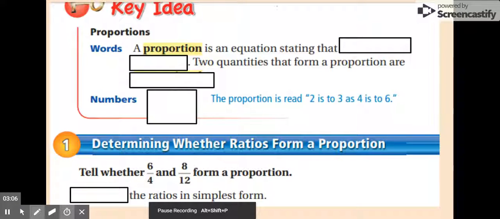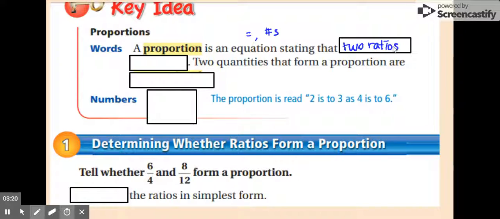So we're going to talk about proportion. So the definition of proportion is an equation. So it has an equal sign and numbers, stating that two ratios, we already know the ratio, just a comparison of two numbers, are equivalent. So two quantities that form a proportion are called proportional.